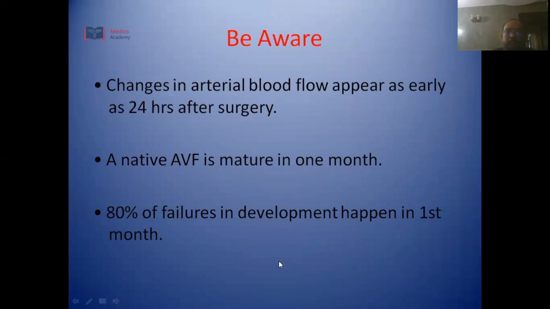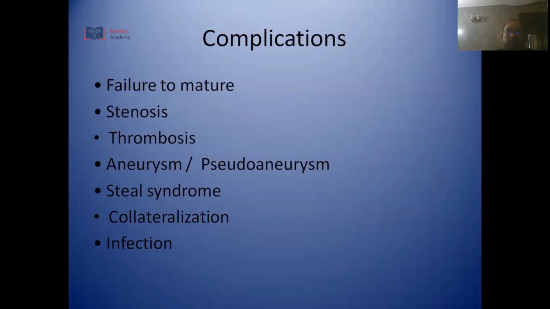There are some precautionary or red alerts. Changes in the arterial flow appear as early as 24 hours after surgery. If this is not seen, then this is a red alert. A native AV fistula is mature in 1 month, and 80% of failures in development happen in the first month, so we should be aware of these things. The complications post fistula creation are failure to mature, stenosis, thrombosis, aneurysm, pseudoaneurysm, steal syndrome, collateralization, and infection. We'll see the individual examples.